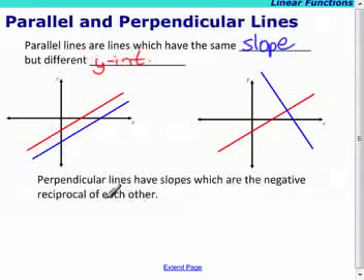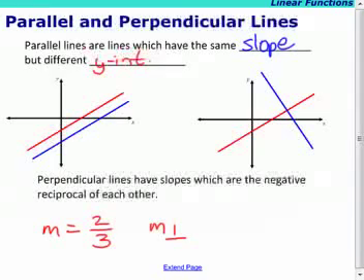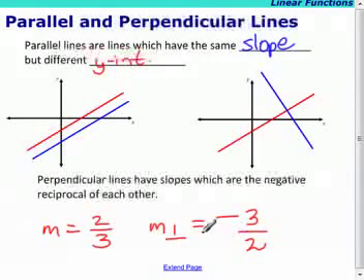Let me explain negative reciprocal, meaning that if the slope of one of the lines, say, was 2/3, the slope of a perpendicular line would be equal to, okay, negative reciprocal. This one's positive, so this one will be negative, just opposite sign. Reciprocal means flip the fraction over. So 3/2. So the slope of one line might be 2/3, the slope of its perpendicular line would be -3/2.